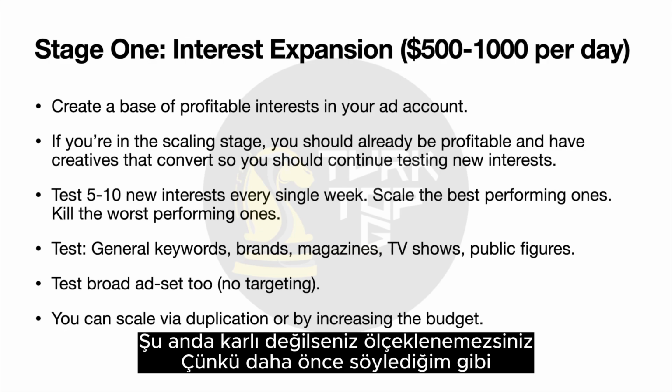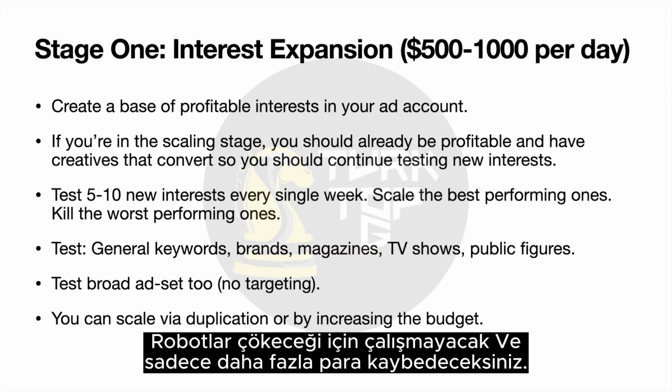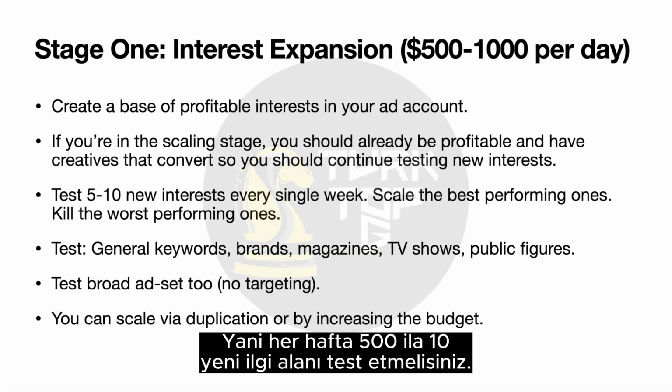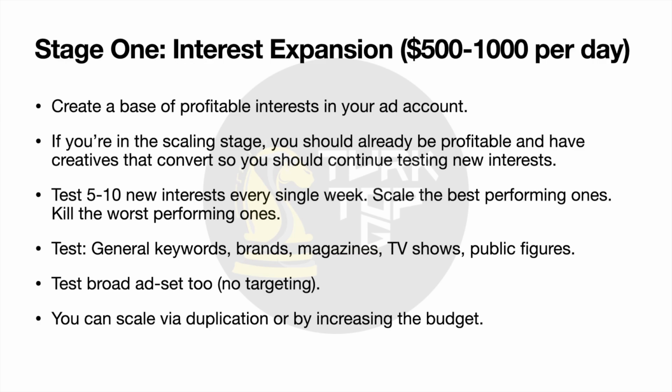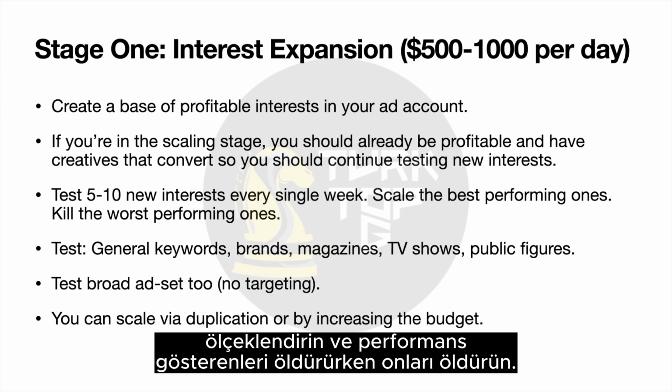If you're not profitable right now, you can't scale. Because like I said earlier, if you scale something that isn't profitable, it won't work, as the ROAS will go down and you'll just lose more money. So you should test 5 to 10 new interests every single week. Scale the best performing ones by duplicating or increasing the budget, and kill the worst performing ones.